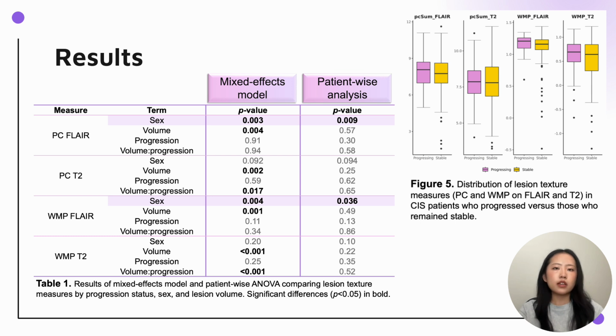For our results, we did not observe a significant difference in texture measures between progression groups, as seen in the graph, but as highlighted in the table, we did find incidental differences in texture between males and females across both analysis models in FLAIR-based MRI images specifically, not T2-based MRI.